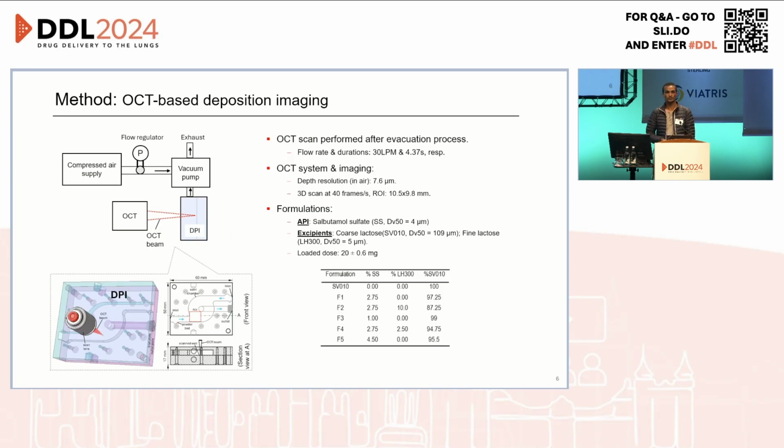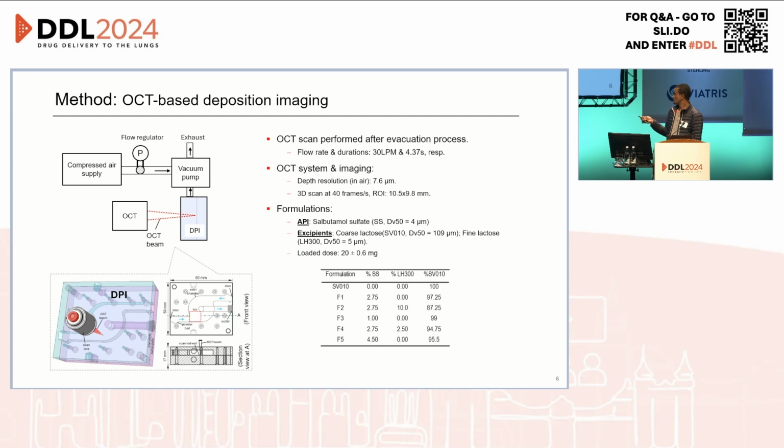For this, we set up a simple flow system to simulate the inspiratory flow, and the DPI is connected to it, and then OCT scans a region of interest. For example, in here, this rectangular region was simply selected to assess the feasibility of this method.